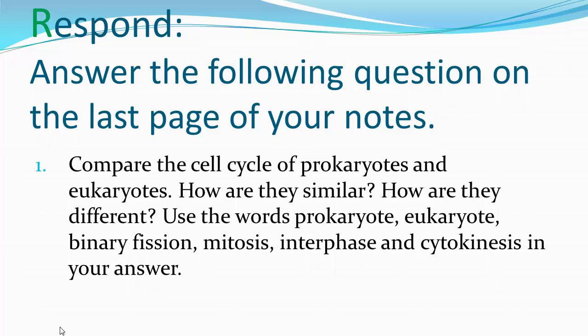Compare the cell cycle of prokaryotes and eukaryotes. How are they similar? How are they different? Use the words prokaryote, eukaryote, binary fission, mitosis, interphase, and cytokinesis in your answer. You could put your answer on the last page of your notes or as a reflection on the opposite page of the last page of your notes.